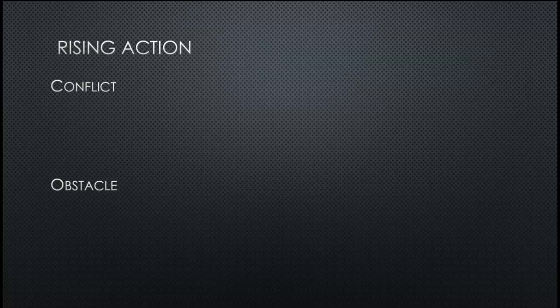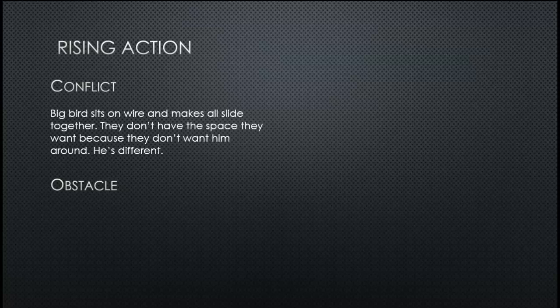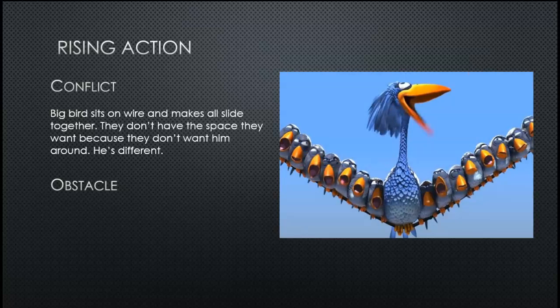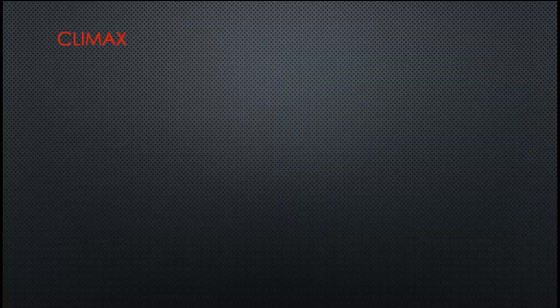All right, rising action. So we've got a conflict here. The big bird sits on the wire and makes all the other birds slide together. Now they really don't have the space that they want because they don't want him around. He is different. And the obstacle here is that the small birds cannot move with the big bird on the line. The big bird is perfectly happy. The small birds are not happy at all.